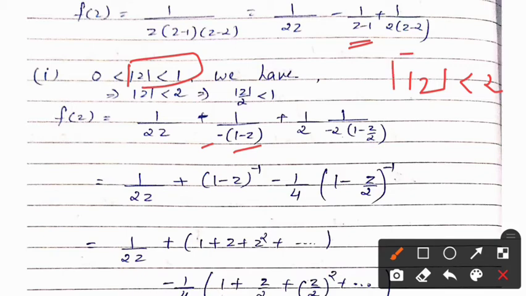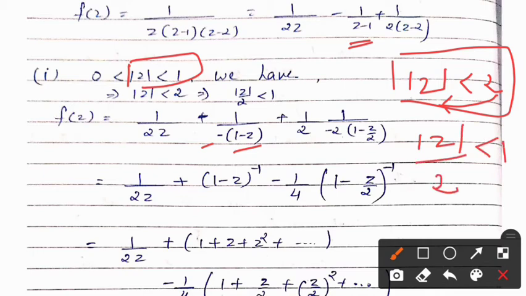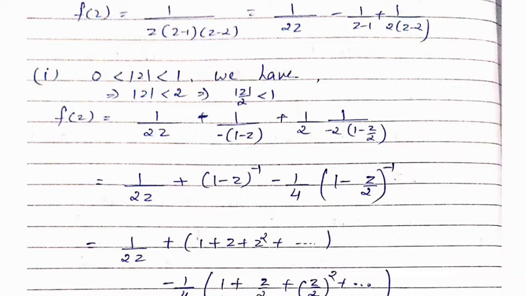If I want this number less than 1, I have to take this in the denominator. So, I will take mod z by 2 less than 1. Now, in the third part of this number, what I have to set is 1 minus z by 2. Here I must get 1 minus z by 2.